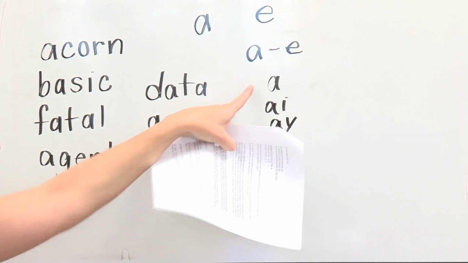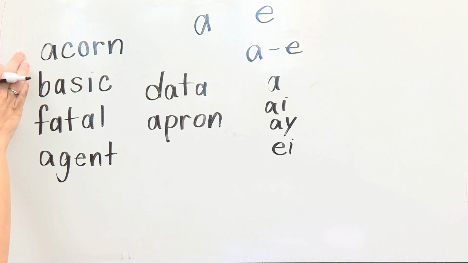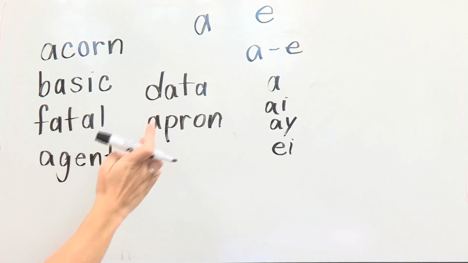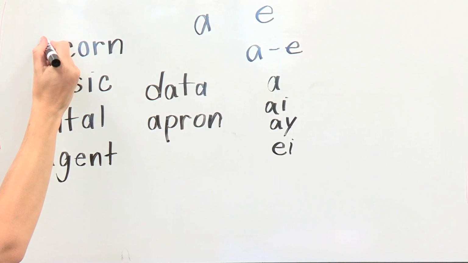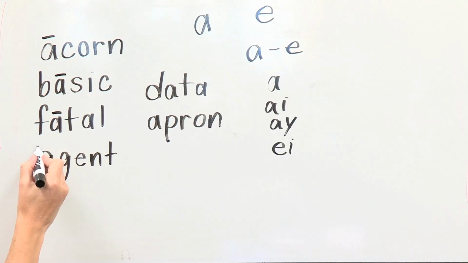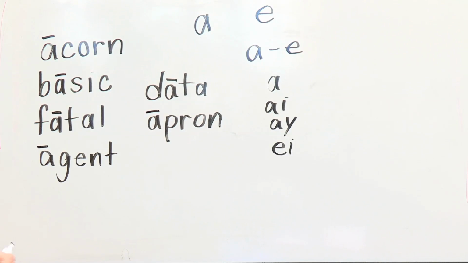So let's start with just A. So let's look at these words I've written up here. I have acorn, basic, fatal, agent. I'm going to say data, not data, apron. And all of you notice there is a long A in all of these. I'm making this little line signifying that it's a long A. Okay. So if we break these into syllables, we're actually going to notice something.